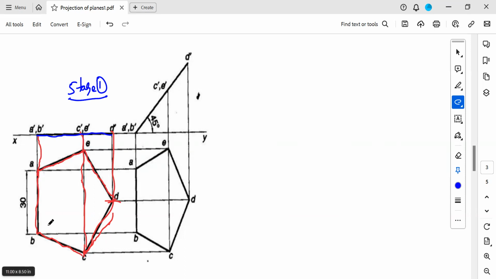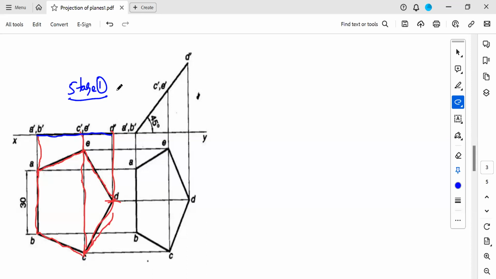Then when it is on the HP, the corresponding front view will lie on the XY line. So that is a straight line, since it is a plane. Therefore, since we are viewing now, we'll get this side as A dash B dash, C dash E dash, and this is D dash.